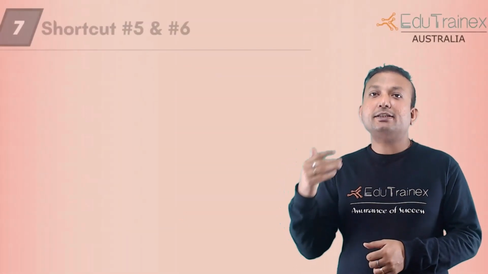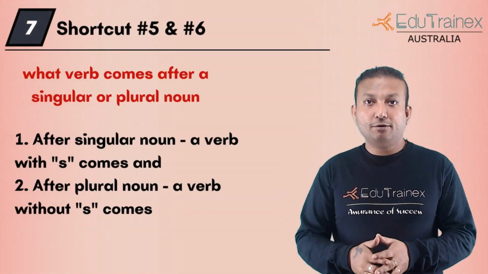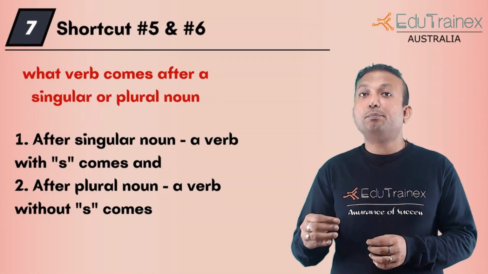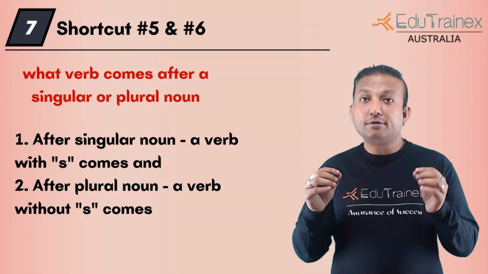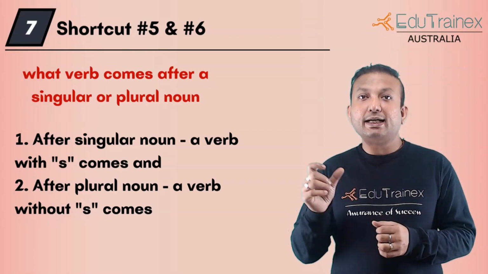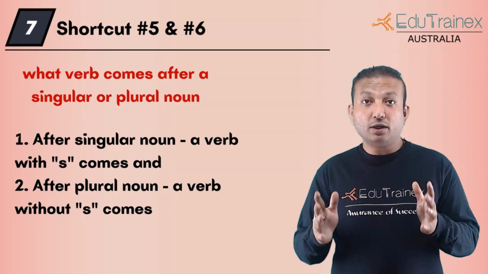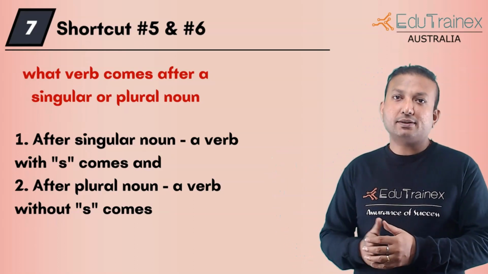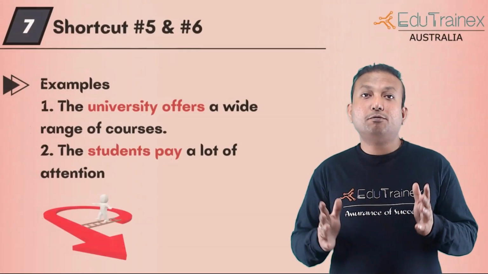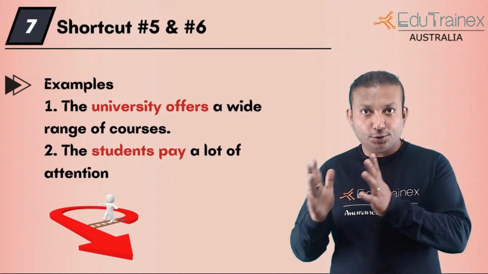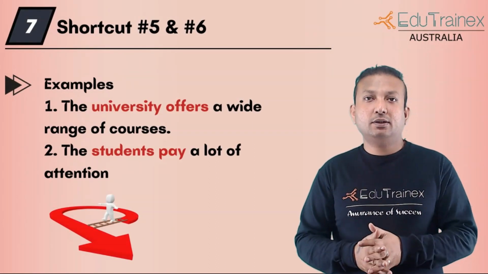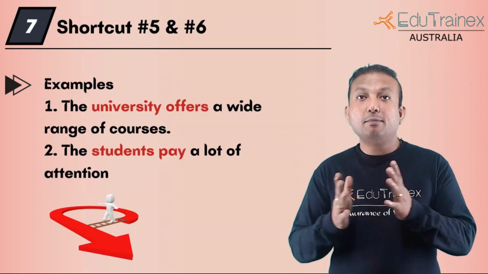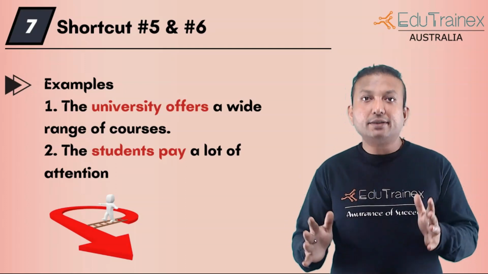Shortcut number 5 is the extension of shortcut 4 we discussed just now, which is what verb comes after a singular or plural noun. After a singular noun, a verb with S comes. And after a plural noun, a verb without S comes. Let's see some examples. The university offers a wide range of courses. University offers. The students pay a lot of attention. Students pay.